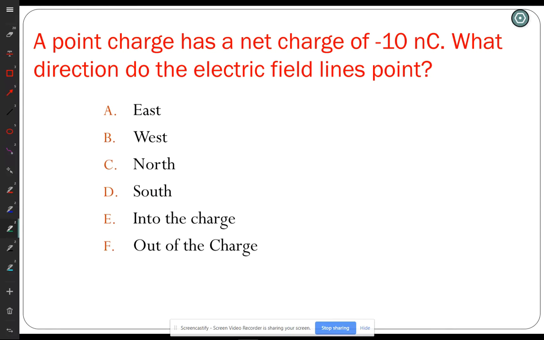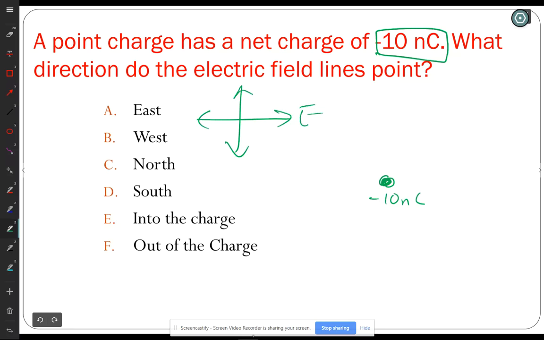A point charge has a net charge of minus 10 nanocoulombs. What direction do the electric field lines point? So here's my point charge. And just to make sure we're totally clear, up is coming out of the screen. Down is going into it.